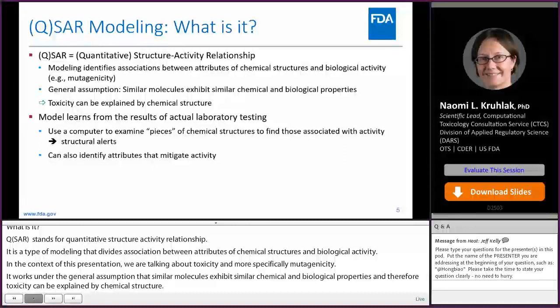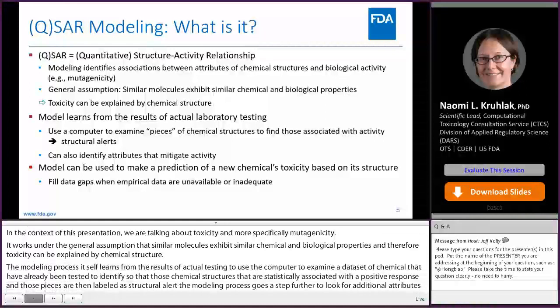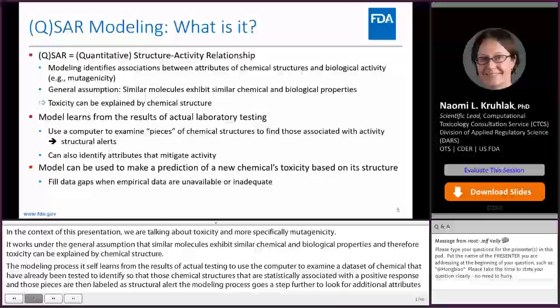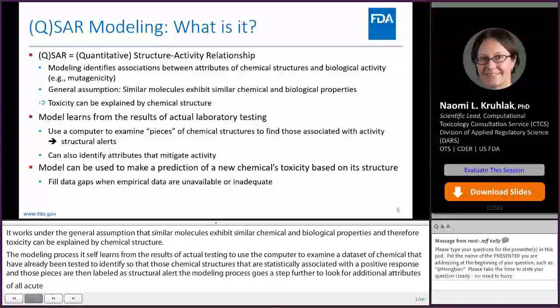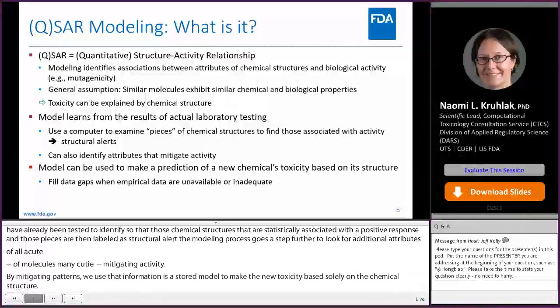The modeling process then goes a step further to look for additional attributes of molecules that, when occurring along with a structural alert, have the effect of mitigating its activity. Once we've extracted both these alerts and also mitigating patterns, we can use that information as a stored model to make a prediction of a new chemical's toxicity based solely on its chemical structure. And this gives us the ability to fill data gaps when empirical data are unavailable or inadequate for a chemical and we need to assess its mutagenic potential.